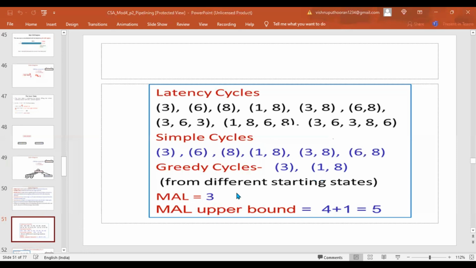Like that, we can calculate the minimum average latency. Here 1 plus 8 divided by 2 is 9 divided by 2, which is 4.5. So the minimum value among those will be taken as the minimum average latency. Hence, the minimum average latency will be 3.